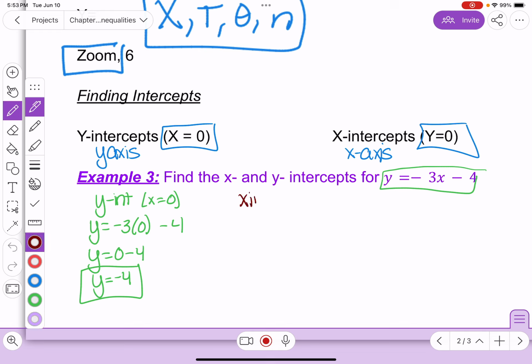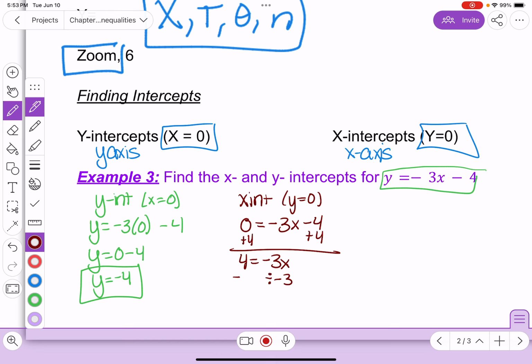Now to find the x-intercept, y has to equal 0. So we're going to rewrite that equation, but instead of y this time, we're going to put 0. And now we're going to solve for x. So I'm going to add 4 to both sides. And now I'm going to divide by negative 3 in order to get x alone. So I have negative 4/3 equals x. So that's our x-intercept. And then over here we have our y-intercept.